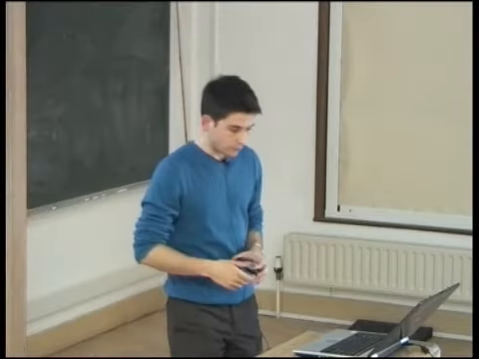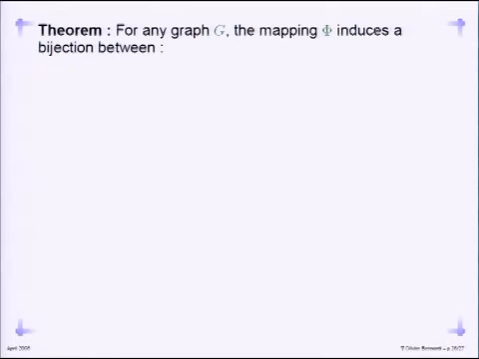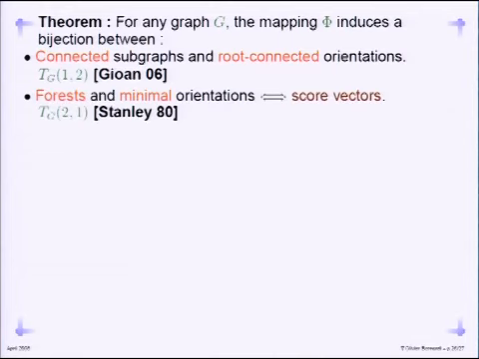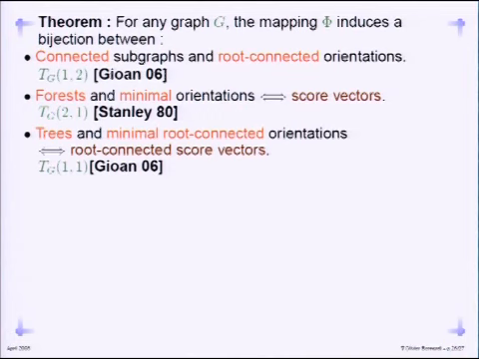Okay, so mainly these are the results, and if I write them, this says that the connected subgraphs are in bijection with root-connected orientations, and as a byproduct there is an enumeration, which was already formed by J.N. Forests are in bijection with minimal orientations, which are in correspondence with score vectors, and this enumerative part was already formed by Stanley. If you take the intersection of the two first results, you find a bijection between trees and minimal root-connected orientations or root-connected score vectors.